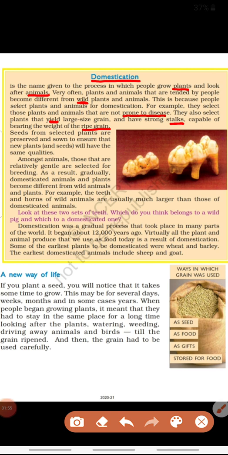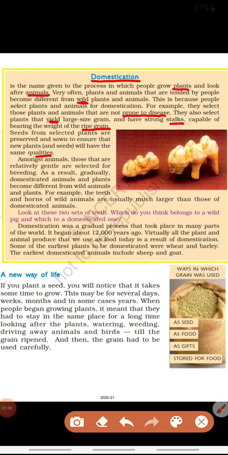Seeds from selected plants are preserved and sown to ensure that new plants and seeds will have the same qualities. So, such good quality seeds are preserved, children, so that they can plant those seeds, they can germinate and get a new good quality plant. So, if they want a good quality apple, they will keep a good quality apple seed. If they want a good quality mango, they will not take a small mango seed, they will take a nice mango which has a big mango seed and big mangoes. Such seeds they will take and preserve, and they will use those seeds.